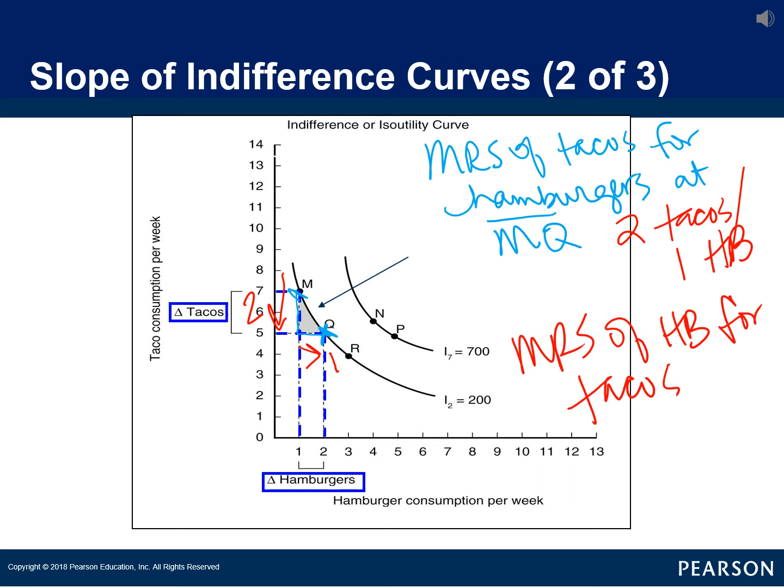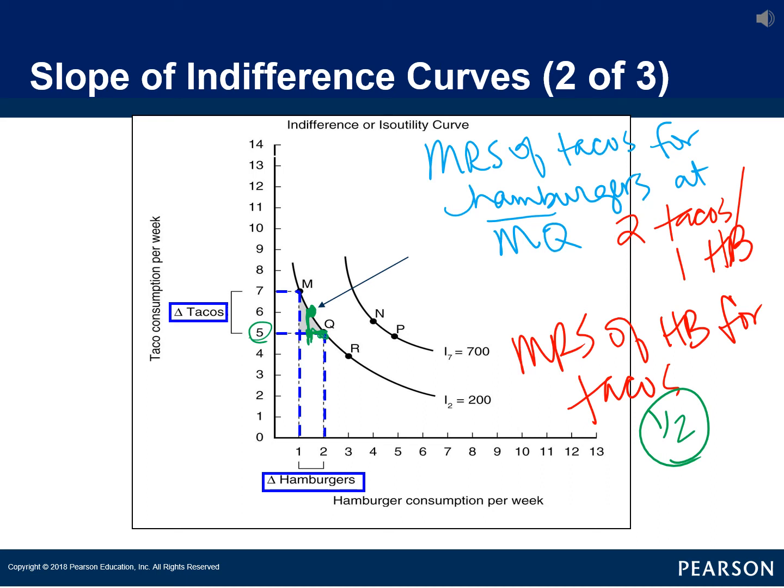That one's a little bit trickier because if we look at this, to get 1 more taco, from Q to M, right now we have 5 tacos at Q. To get 1 more taco, I'm giving up a half of a hamburger. So it would be a half. Okay. And then you can calculate the same thing for Q to R.